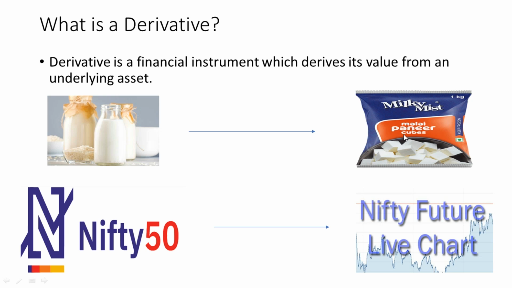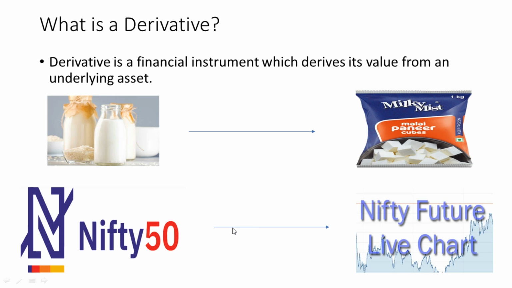So whenever the demand for milk increases, obviously the price will also increase. And whenever the price of milk increases, so does the price of its derivative, which is basically paneer here. So here the underlying is milk and the derivative is paneer.